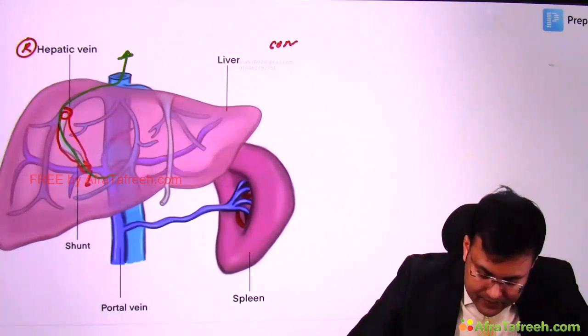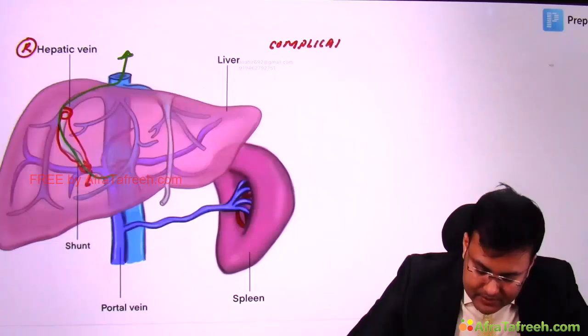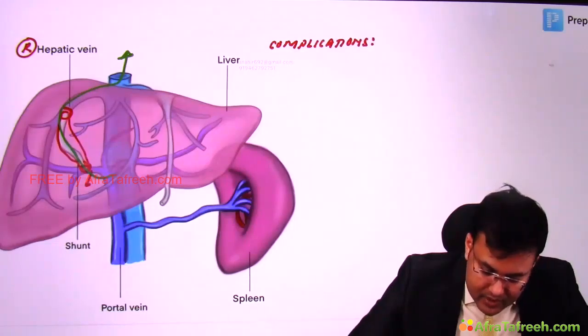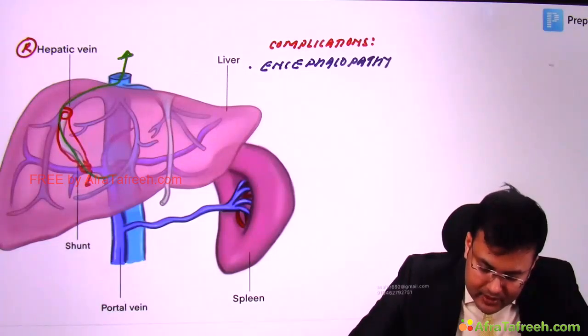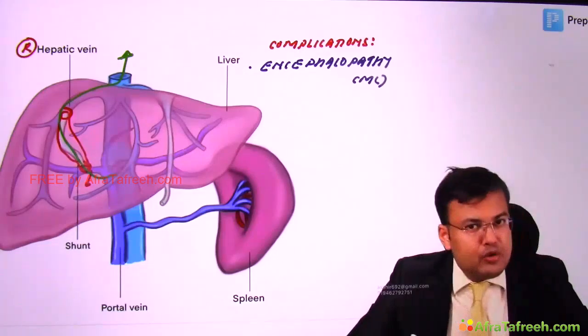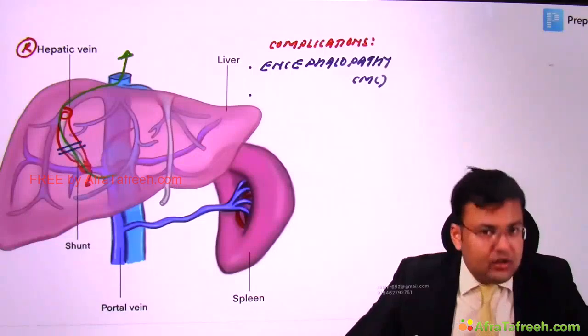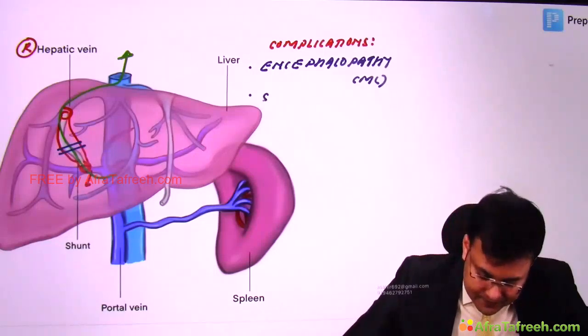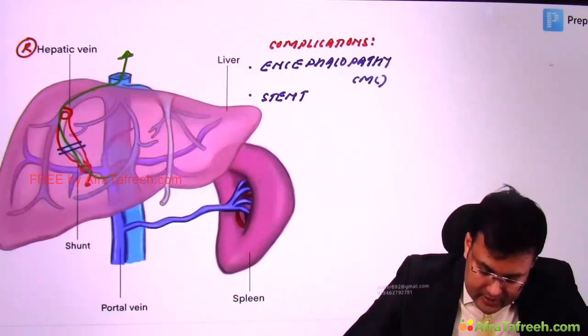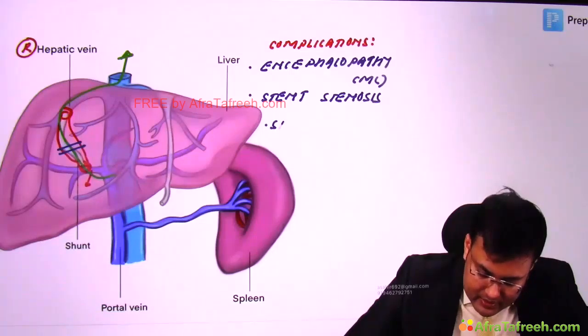We discussed complications of TIPS. The most common complication is encephalopathy. And what's the cause? It's because of ammonia entering the systemic circulation. Other causes: there can be stent stenosis or stent thrombosis.